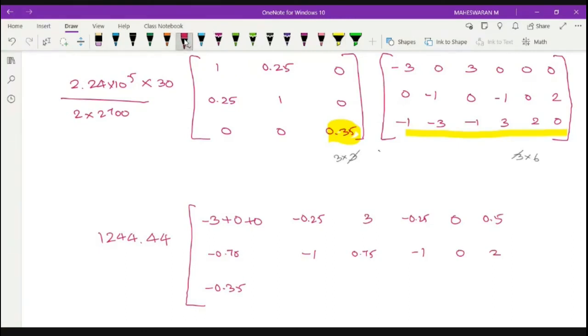Okay, so what will you get? It is 0.35, and 0.35 into 3, which is minus 1.05, then minus 0.35, and plus 1.05, then 0.70. So this is my matrix.